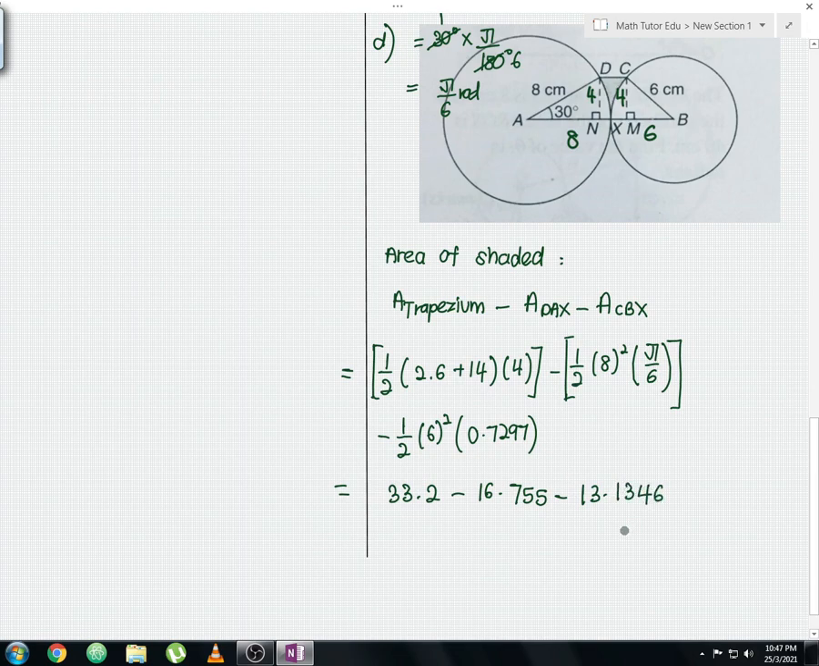Hang tight guys, we are very close to our final answer. So 33.2 minus 16.755 minus 13.1346, and yes, we get 3.3104, but we can write it in approximation, where your answer will be 3.31 centimeter squared. Let me underline the solution for question part D, guys.